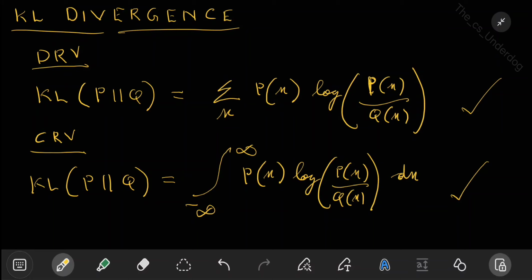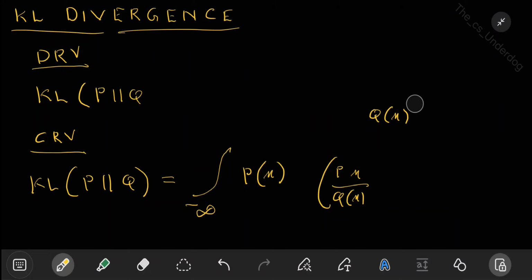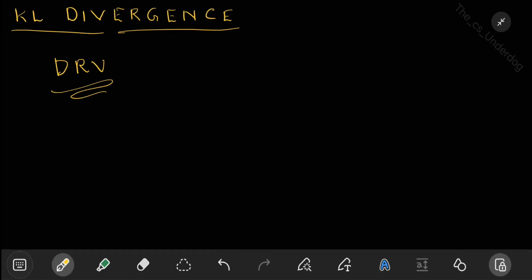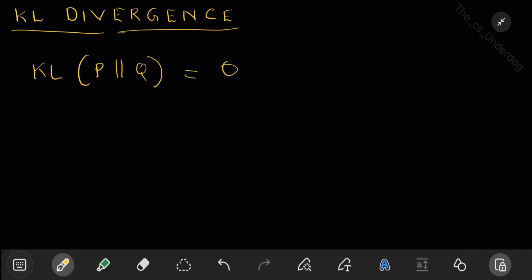Once you understand this, the next thing is to understand what these values signify. If you get some particular value for KL divergence, what does that mean? So you already know what P and Q are. These are two different distributions. In case of discrete random variables, P of X and Q of X are probability mass functions. And in case of continuous random variables, P of X and Q of X are probability density functions that you would already be aware of. In case of KL divergence being 0, that is, KL divergence of P from Q being 0, what does this mean?